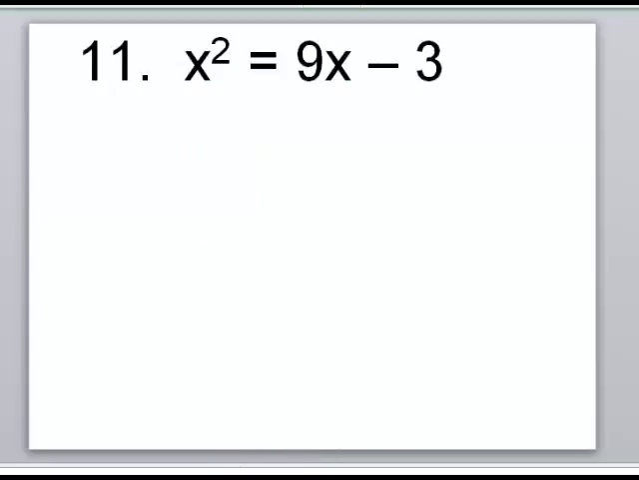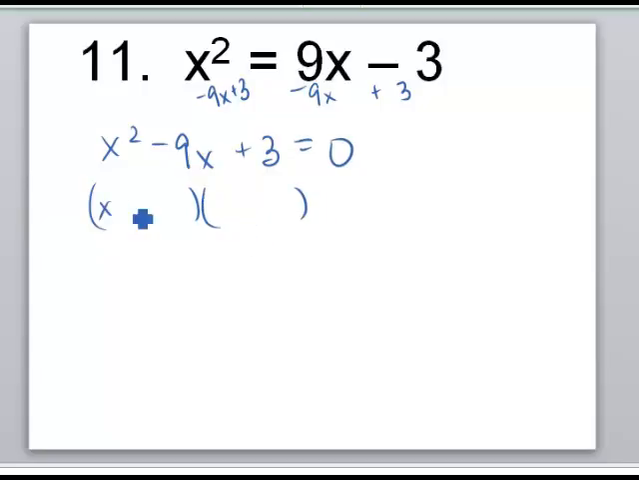In my last problem, again, it's not set equal to 0, so I need to move everything so that I can set it equal to 0. So I'll subtract 9x and I'll add 3. So I have x squared minus 9x plus 3 equals 0. When I try to factor this, it is not factorable. I cannot, in any way, shape, or form, ever get a 9 inside of there. So I'm not going to say this doesn't have any solutions. However, I cannot solve this by factoring, and I have to use another method which we haven't learned yet.